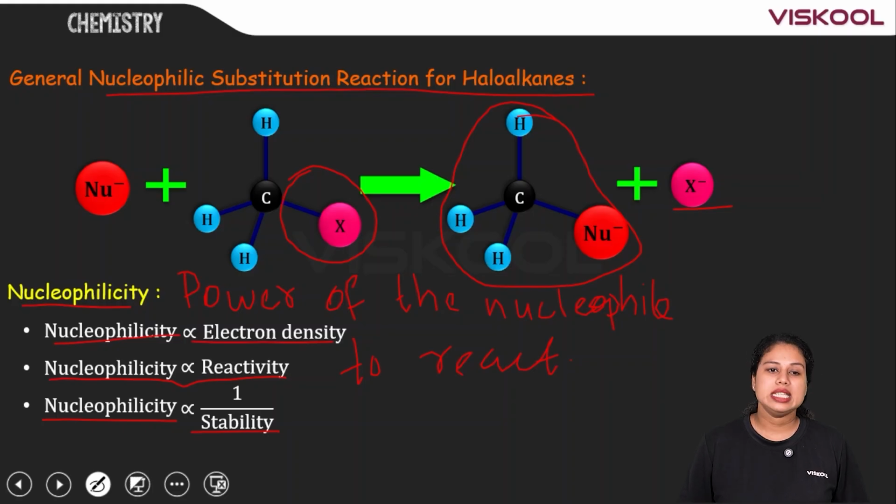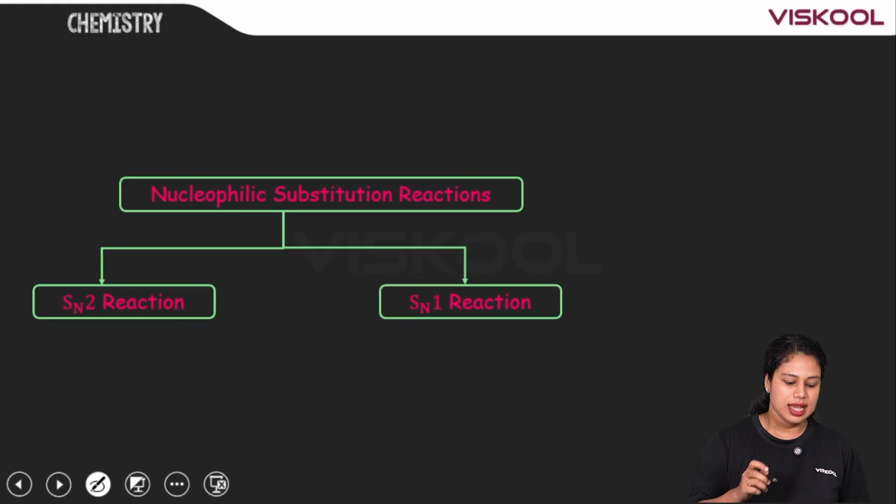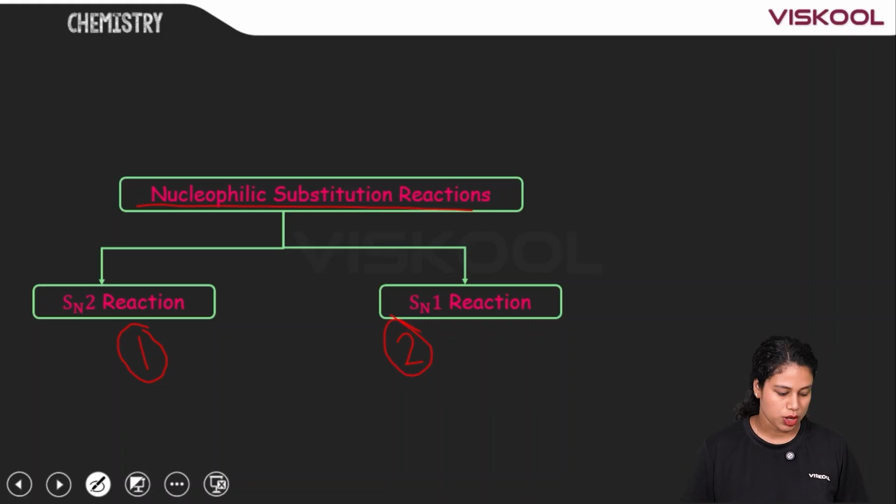Is this clear? So this is how generally the nucleophilic substitution reaction takes place for haloalkanes. Now we are going to check the two different types of nucleophilic substitution reaction. Please note down, there are two types of nucleophilic substitution reactions. The first type is the SN2 reaction, substitution nucleophilic bimolecular reaction, and the other is the SN1 reaction, substitution nucleophilic unimolecular reaction. Two types of nucleophilic substitution reactions are there, SN2 reaction and SN1 reaction. Is this clear?